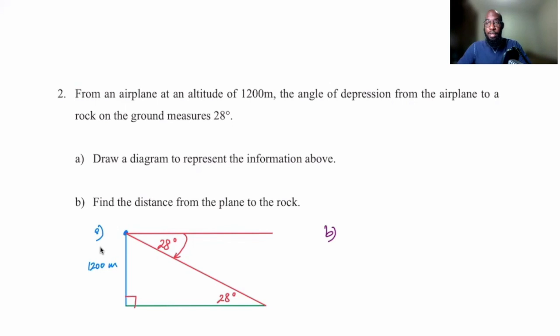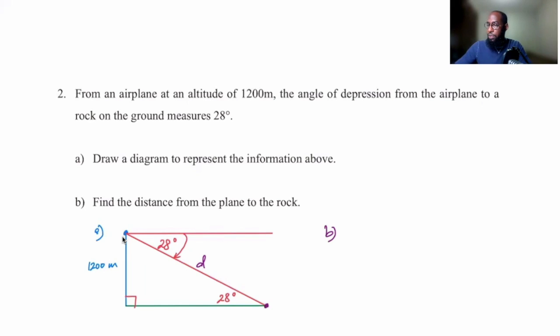It just depends on what they give you when you label the diagram. So part B, they want to find out what is the distance from the plane to the rock. So this is the rock on the ground, right? Because they said from the plane, the angle of depression is 28. So we want to find what is the distance from the plane to the rock. So we want to find out what is D, this distance here.